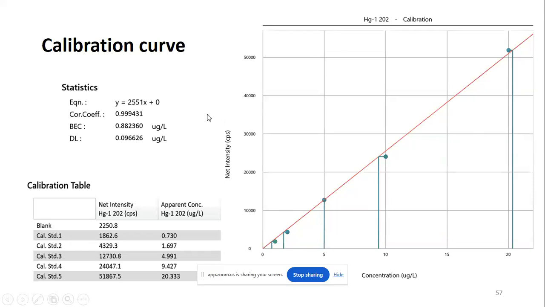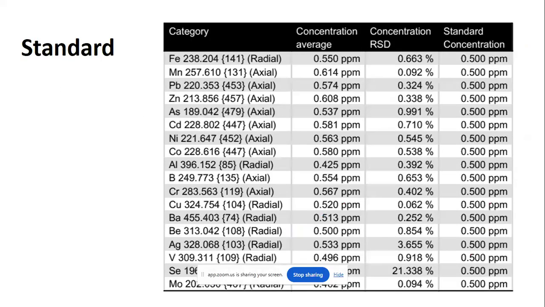So the instrument provides such kind of results to us, like calibration standard one, and the net intensity we will get, and accordingly we get the concentration. And this is what the results we get. These are all the results for the standards we prepared.